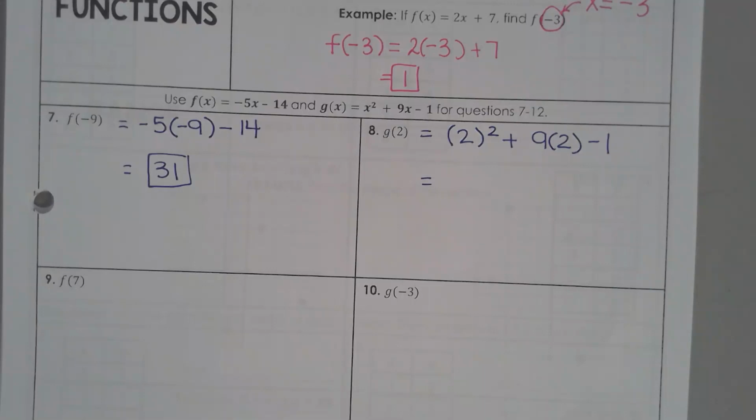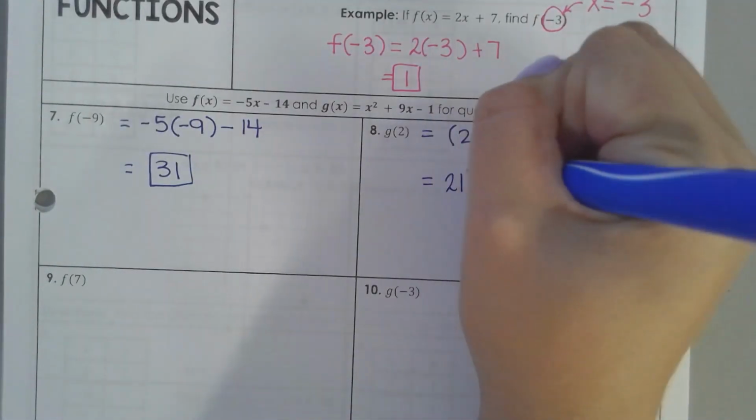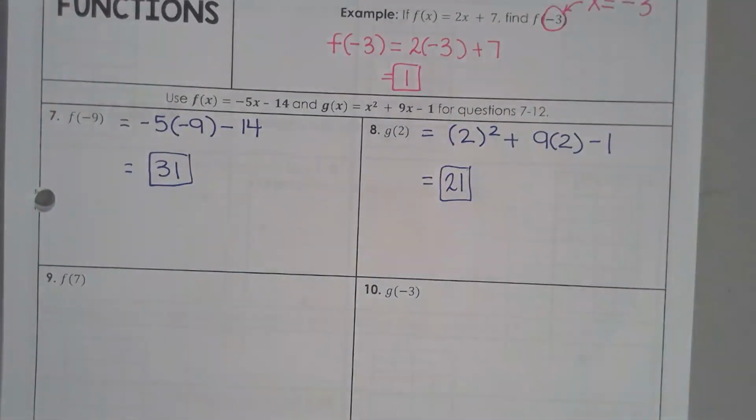All right, and number 8, Michael McKinney, what did you get? 21. That is correct. All right, I want you to try number 9 on your own, and then you can check and work with the people at your table.